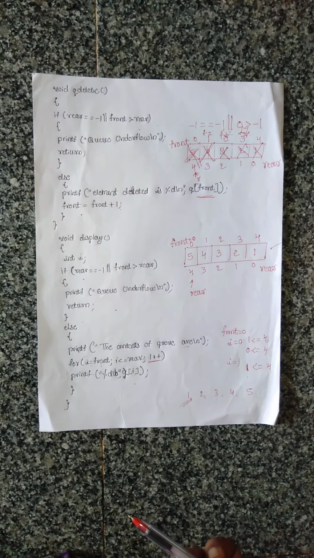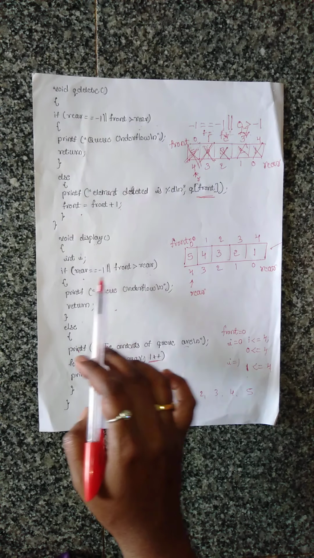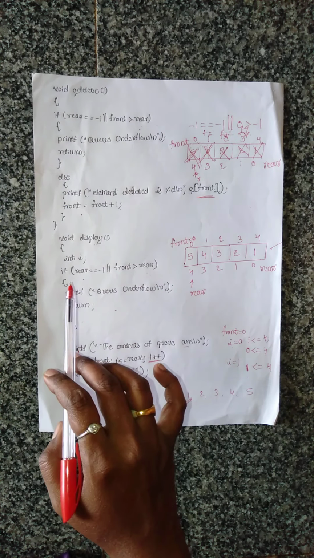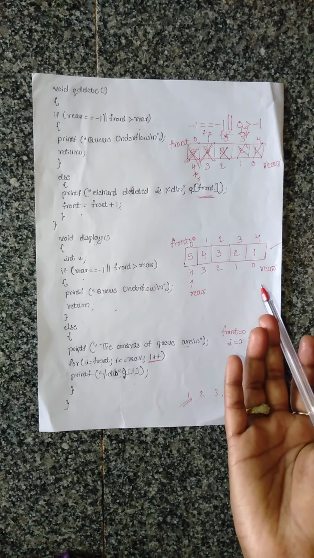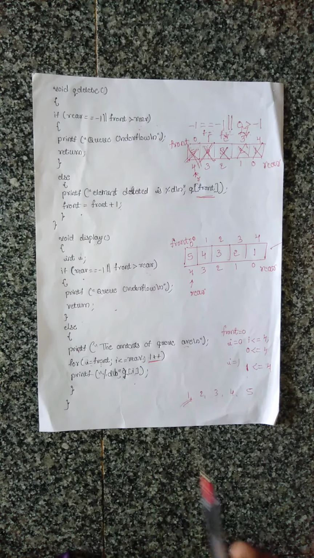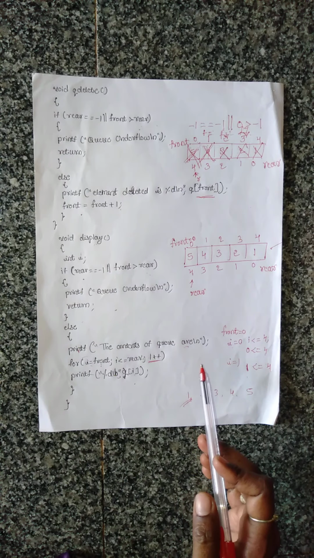Next is the display operation. Before displaying any element in the queue data structure, we need to check whether the queue is empty or not. For that reason, we are taking this statement. If either one of the conditions or both conditions are satisfied, it means the queue is underflow. If the queue contains some elements, the else condition gets executed.